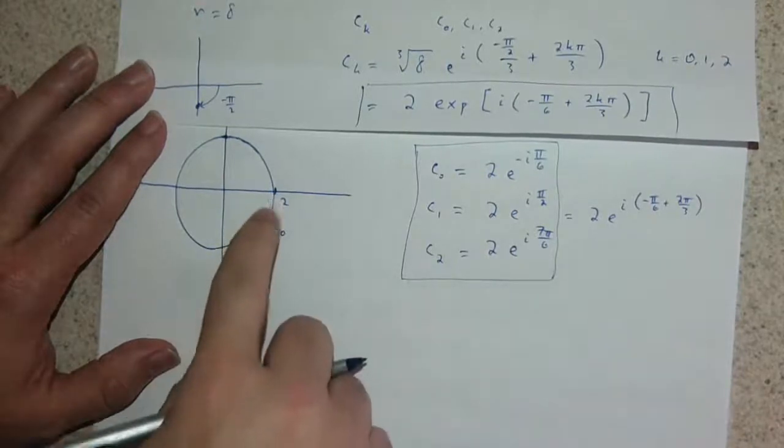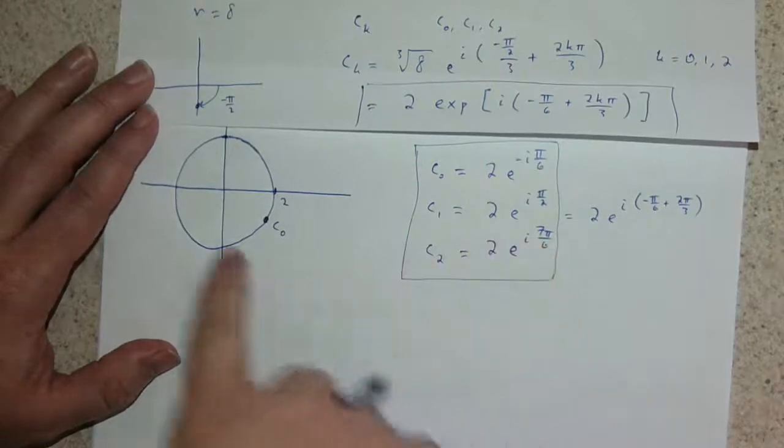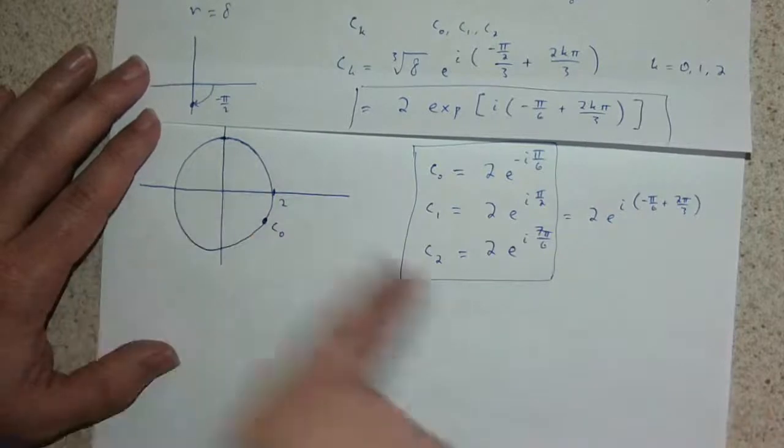Okay, so that's minus pi over 6 from the positive x-axis. Of course, I could actually find the coordinates here if I wanted to. That's something I can do. But I can just tell, because these things are equidistant, where the next ones are going to be.